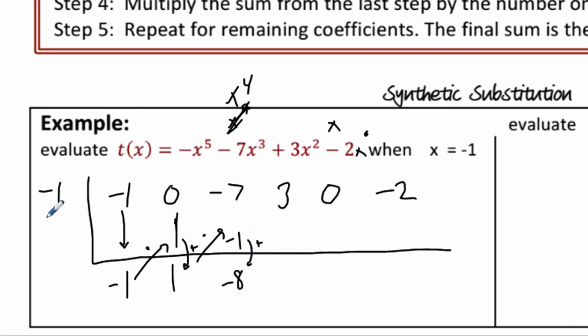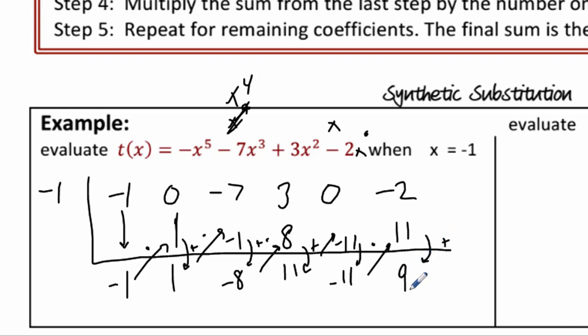I'm going to multiply negative 1 and negative 8. I get positive 8, right? I get, add them here, I get 11, okay? Multiply, that's a negative 11. Add, that's negative 11. Multiply, that's positive 11. And then I add here, and that's 9.